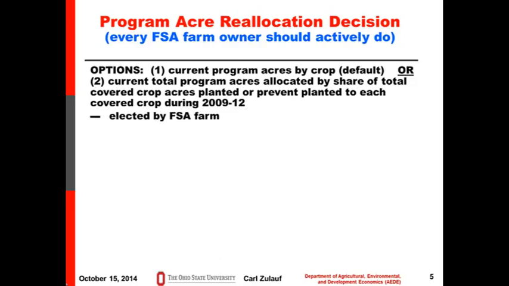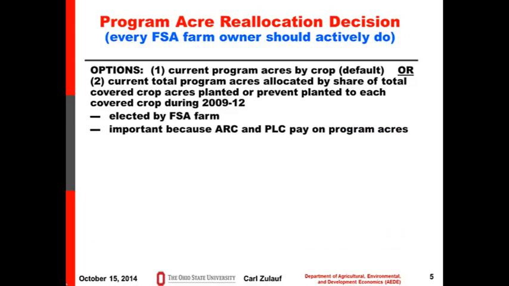This is a FSA farm decision, so you would make this decision not on a crop by crop basis as the program yield decision was, but you will make this on an FSA farm decision, and that means it's either all the base acres are reallocated or none of the base acres are reallocated. So you either have option 1 or option 2 above.